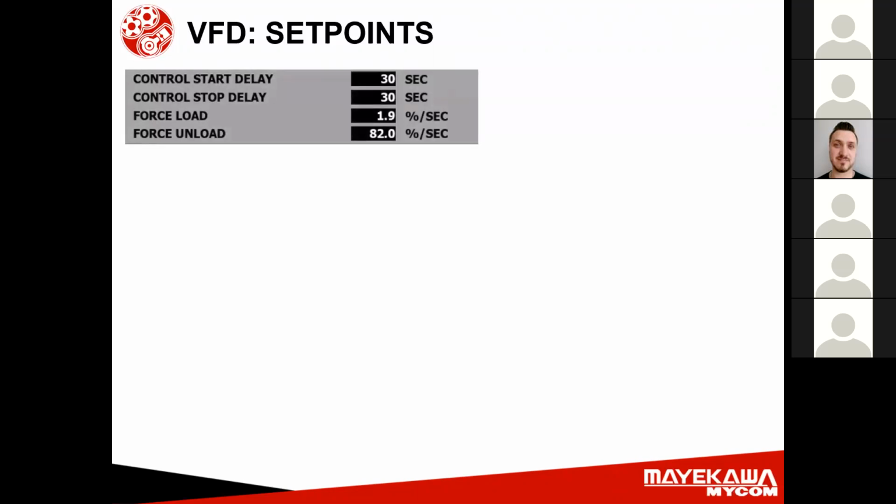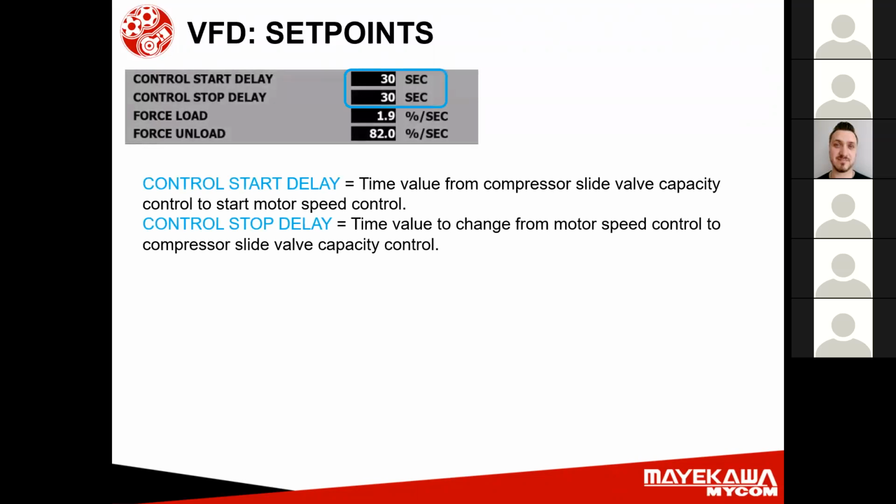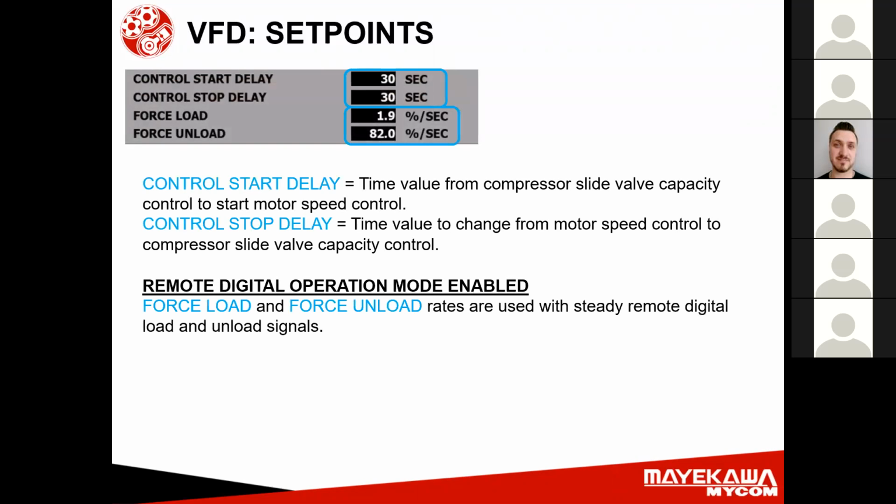There are two delays for the VFD control start and control stop. The control start delay is the time value between the slide valve capacity control ending and motor speed control starting. The control stop delay is the time value between motor speed control stopping and compressor slide valve capacity control resuming. The last parameters are the rate of change when a full speed increase or decrease signal occurs.